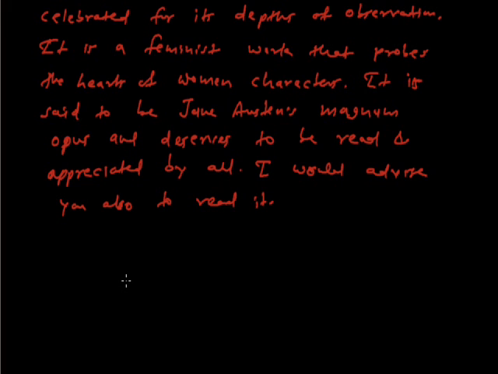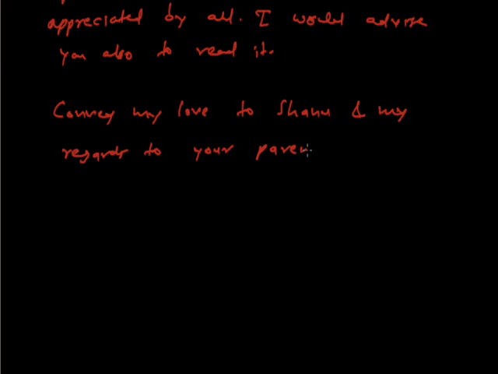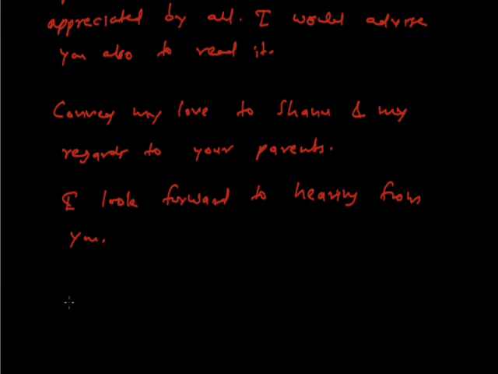Now, because this is an informal letter, I'll talk about my friend's family also. I can convey my regards to his parents. I can convey my love to his younger brother. So right here, convey my love to Shanu and my regards to your parents. I look forward to hearing from you. That's it. Now I write yours sincerely, and then my name. Now I would like to read it for you again, and I'll be telling you the word meanings, and pointing out some important things to you.